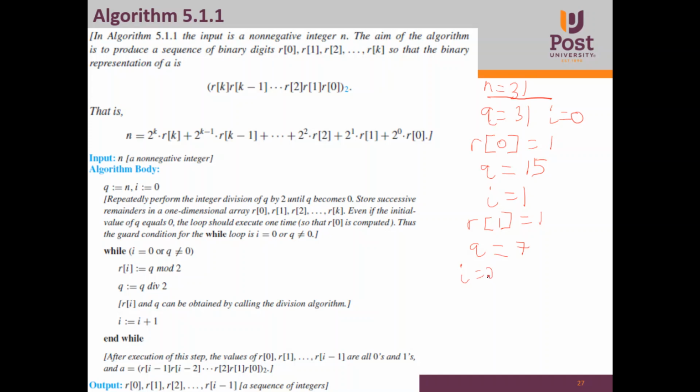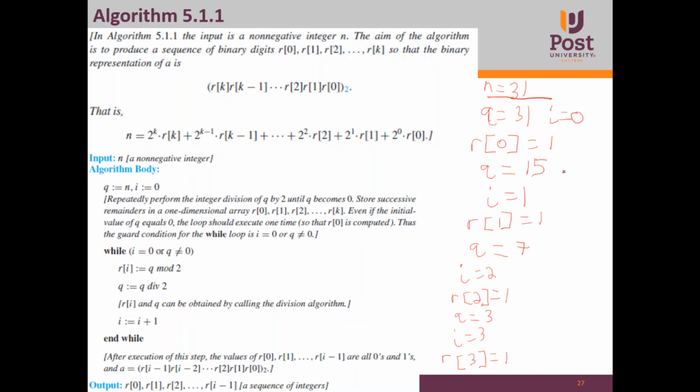i iterates another time. We have r sub 2, now being, divide that by 2, remainder 1. Q then would be equal to 3. i iterates another time. R sub 3 now is also going to be 1.